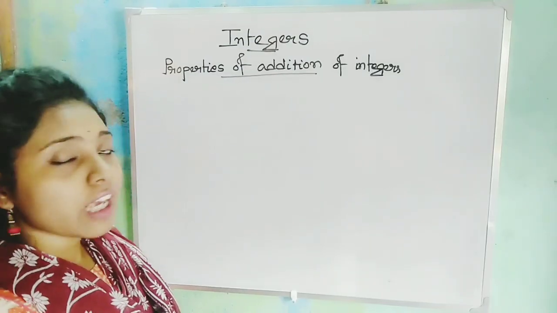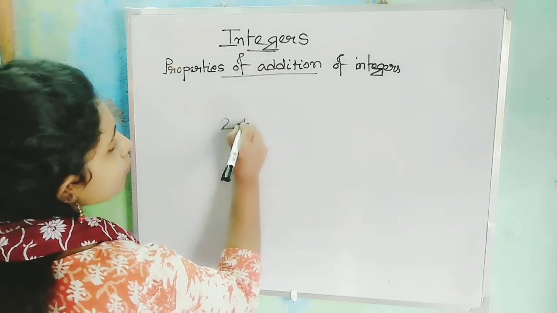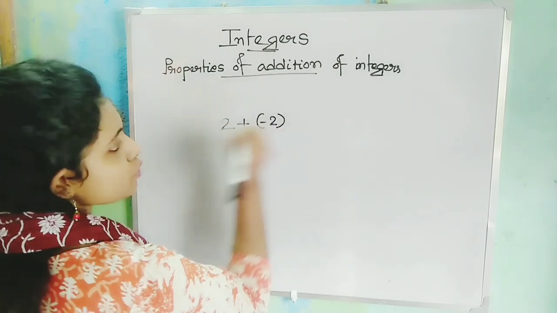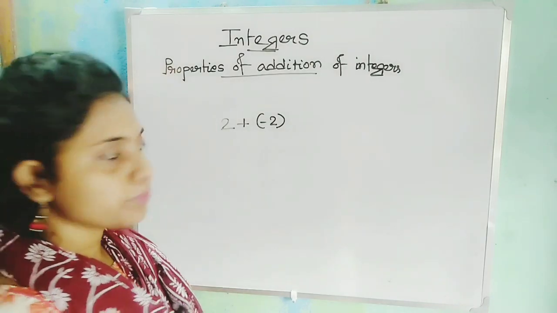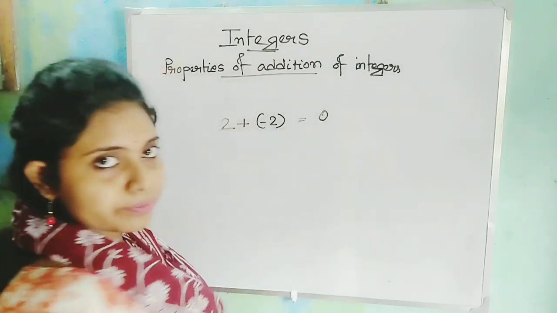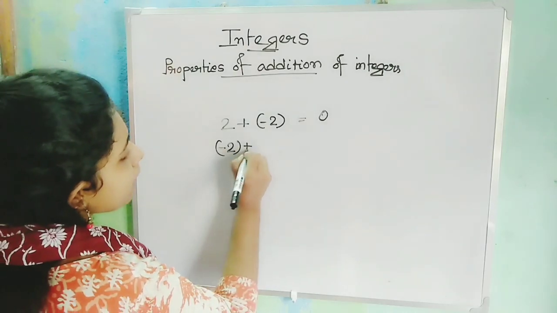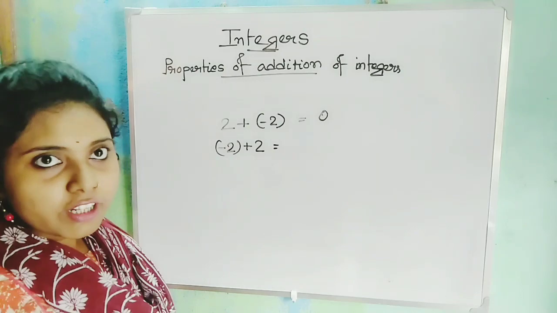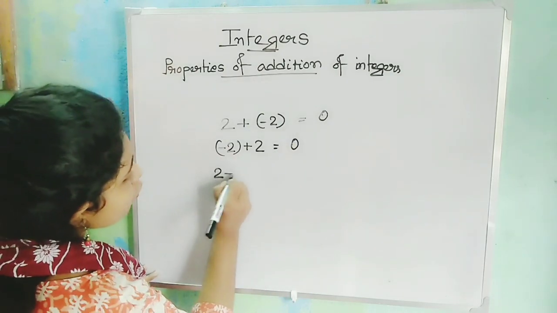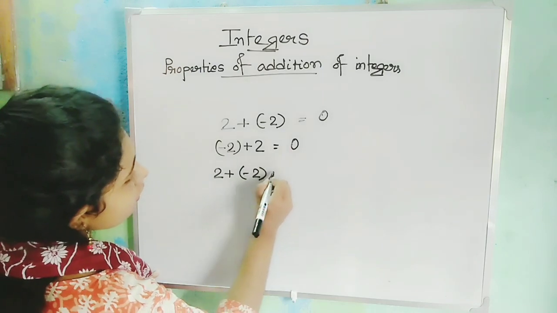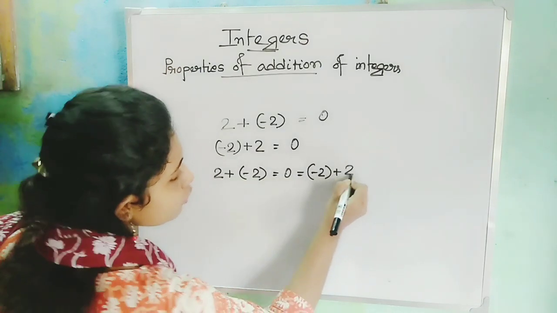We will learn about additive inverse. See, 2 plus minus 2. What will be the value? 2 minus 2 is 0. So 0. Again, if we write minus 2 plus 2, this value will also be 0. So we can write 2 plus minus 2 equals 0 equals minus 2 plus 2.